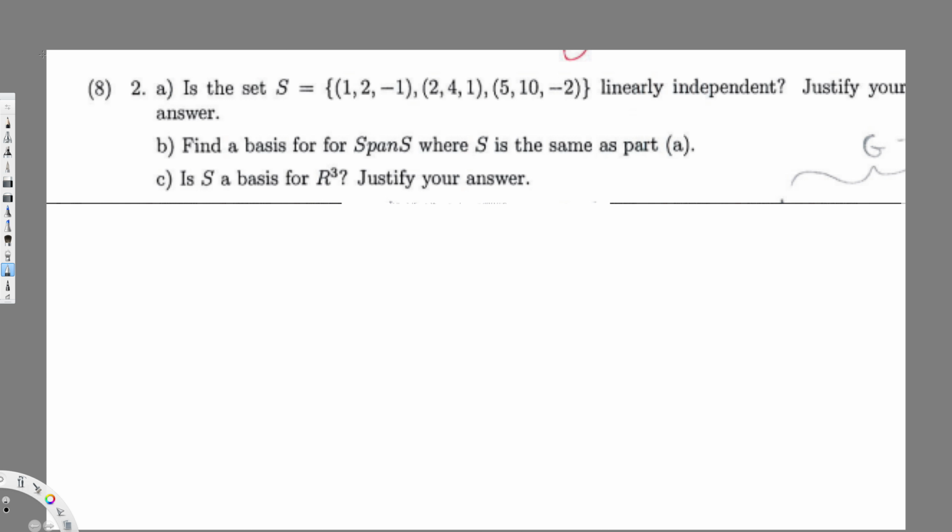Guys, we have this question right here. It's asking, is the set linearly independent? Justify your answer. And the second question is, find the basis for span S, where S is the same as part A. And the third one is, is S the basis for R3? Justify your answer. Let's begin with the first one.